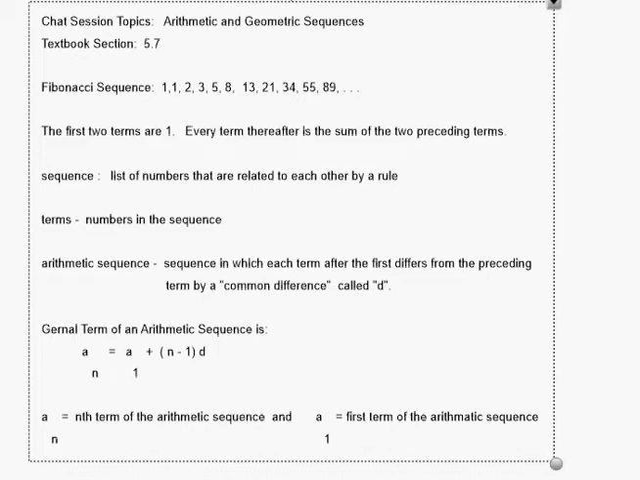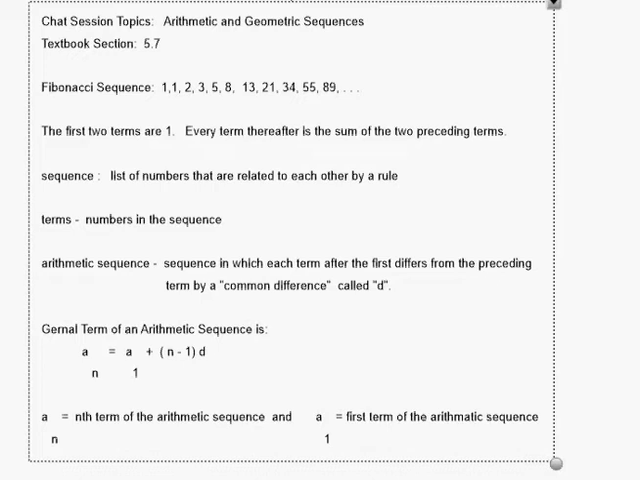Next section, arithmetic and geometric sequences. Fibonacci sequence is 1, 1, 2, 3, 5, 8, 13, 21, 34, 55, 89, and so on. The first two terms are 1, and every term thereafter is the sum of the two preceding terms. A sequence is a list of numbers that are related to each other by a rule. Terms are the numbers in the sequence.